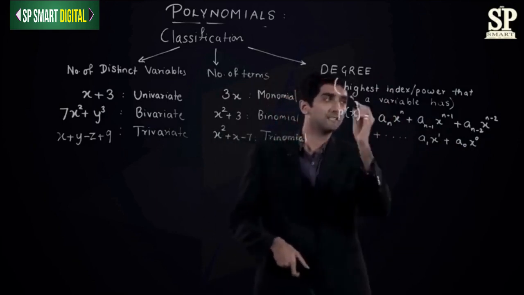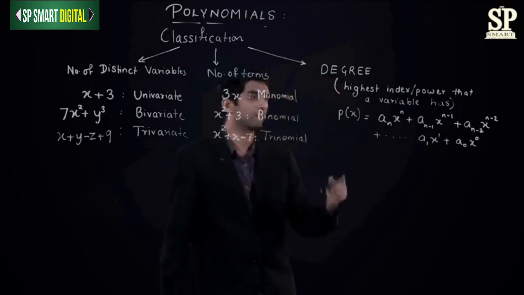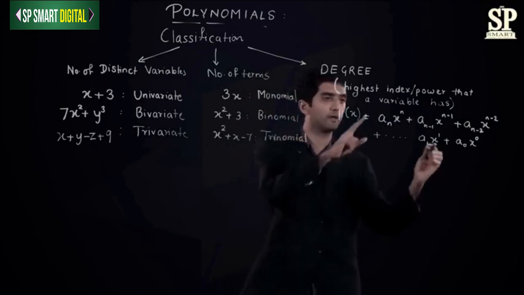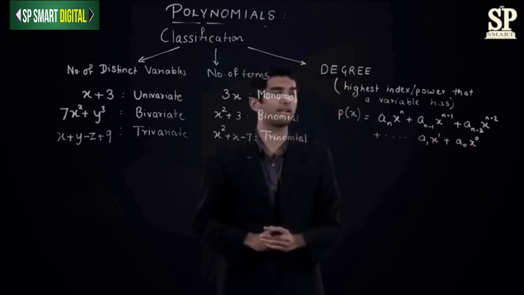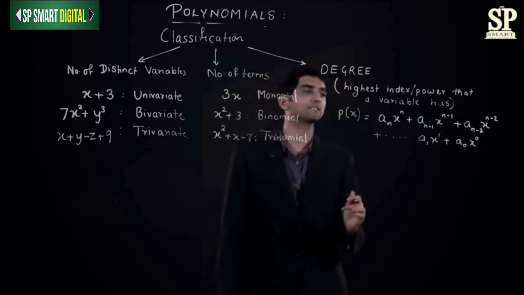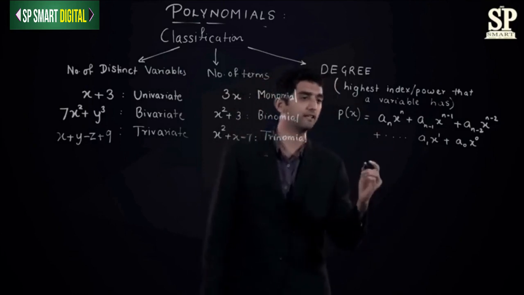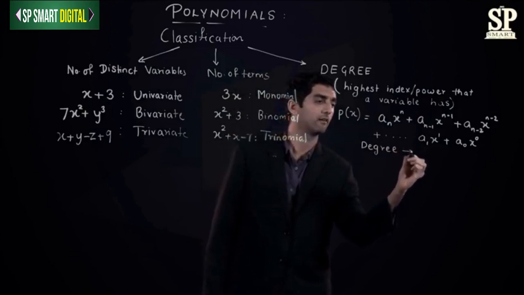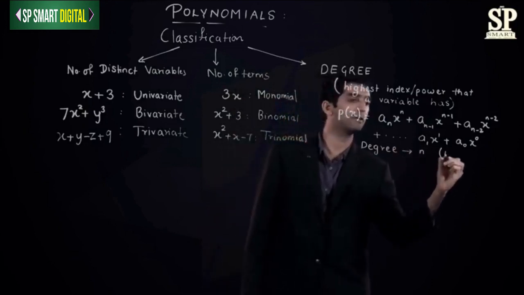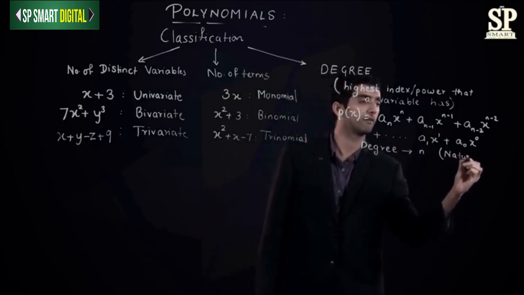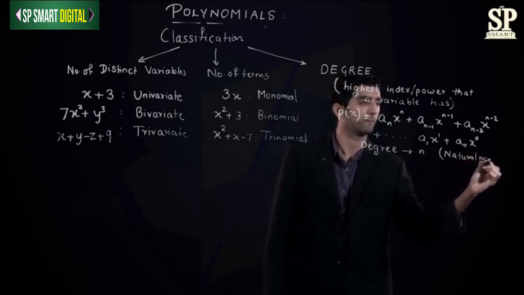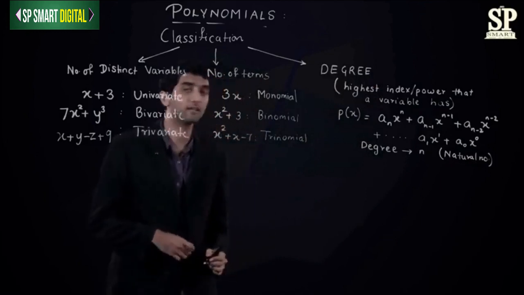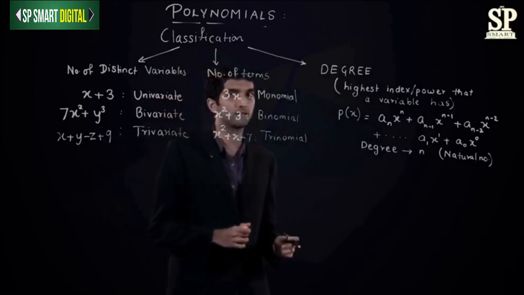Now, as the definition of degree goes, in this particular polynomial expression, where there is no equality sign, the degree is the highest index. So I can say that the degree here is n, and n has to be a natural number, right? This n cannot be a fraction. This n cannot be a negative number as well.